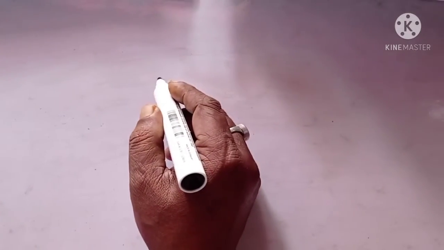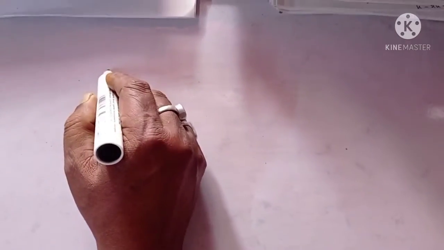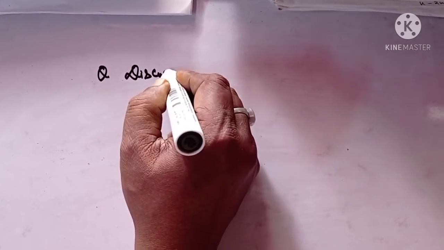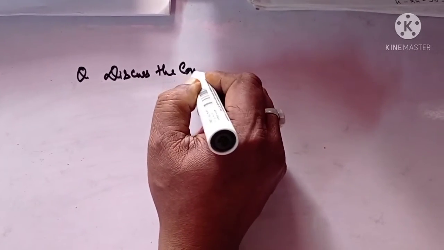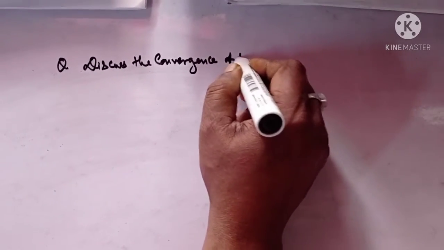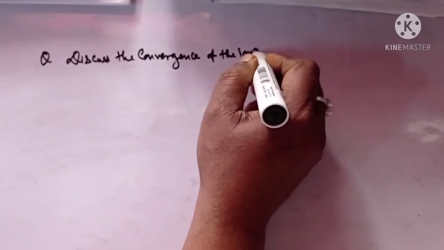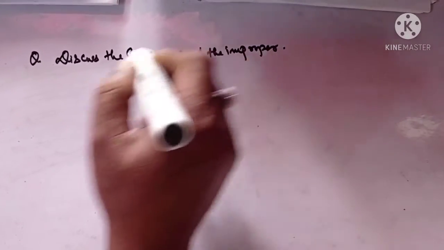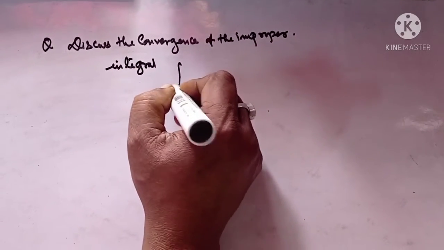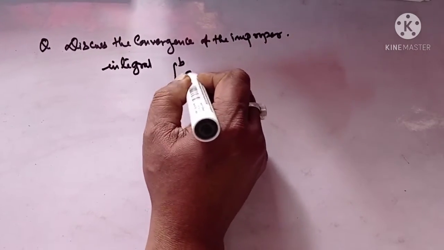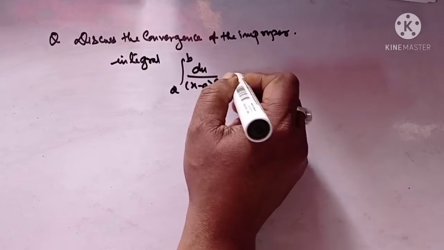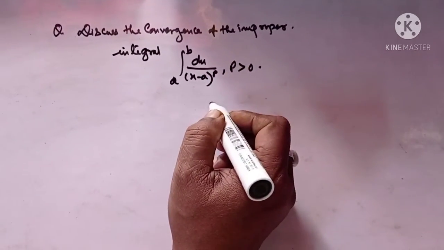Hello, for engineering students as well as for TGC students, there is a question on improper integral. The question is: discuss the convergence of the improper integral from a to b of dx over (x minus a) to the power of p, where p is greater than 0.